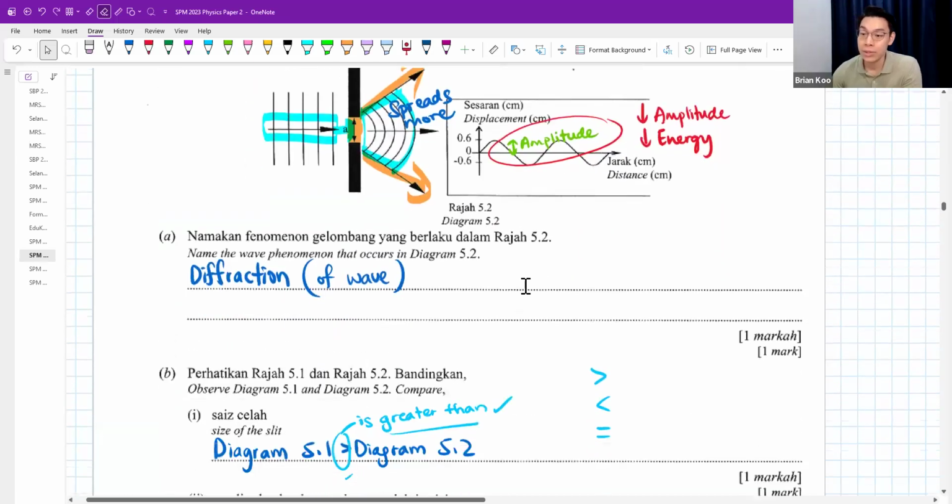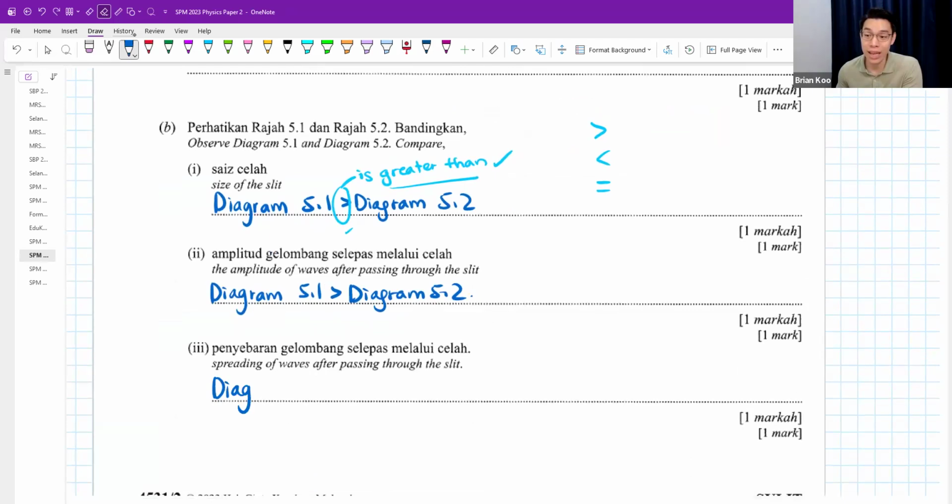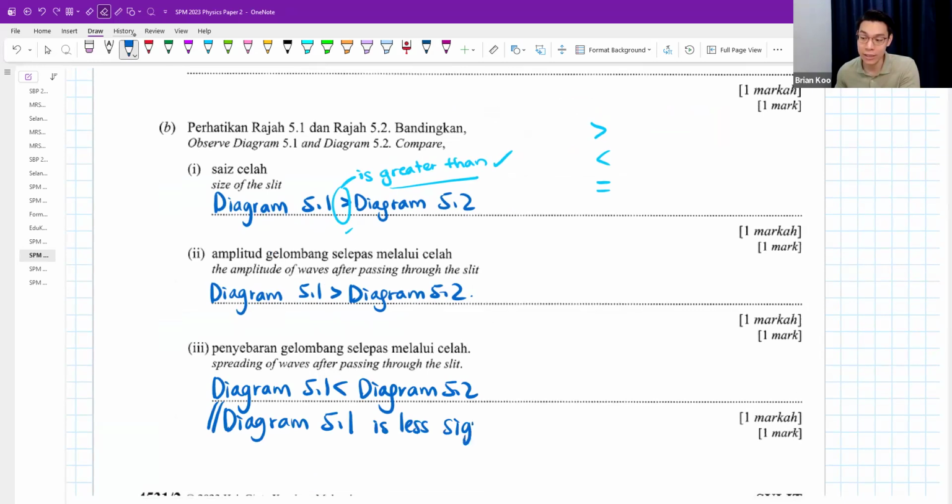Okay, can. So you can say the spreading in diagram 2 is greater, or the spreading in diagram 1 is smaller. Usually, we also like to say the words more or less significant for spreading. For diagram 5.1, the spreading is less significant. Or you can say less obvious also can.